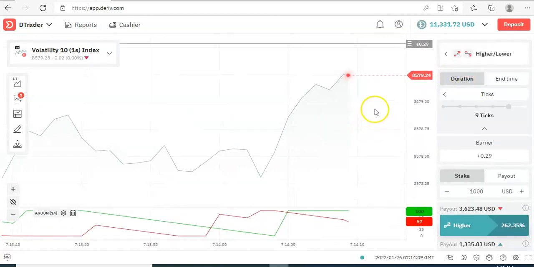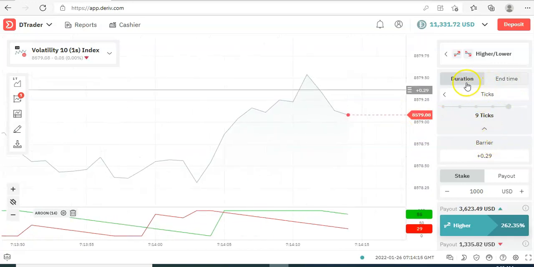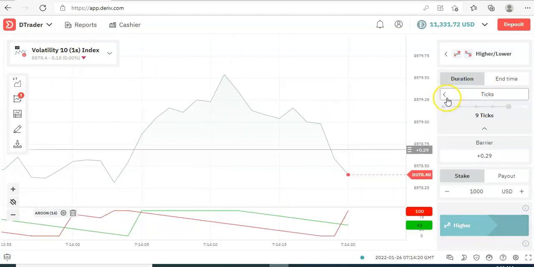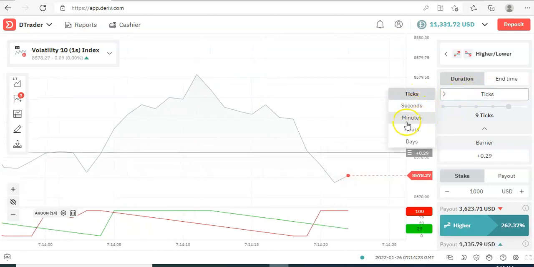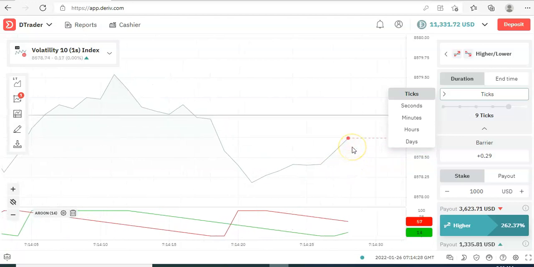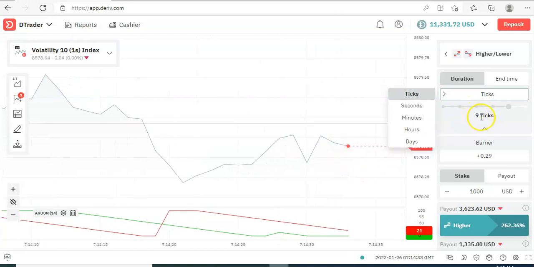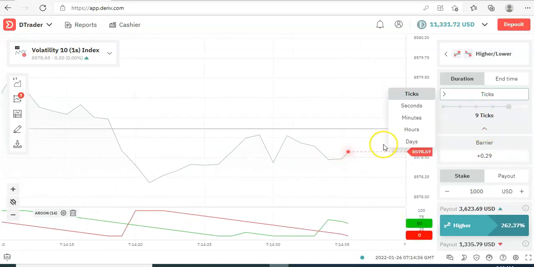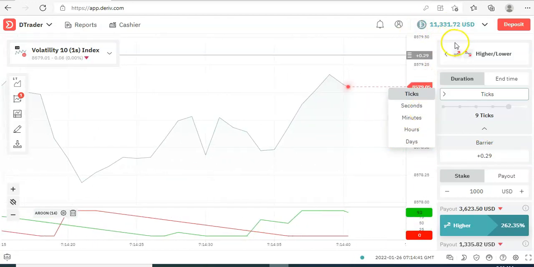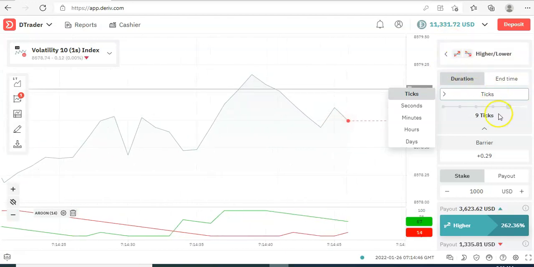Now the higher or lower, what it simply means is that number one, you have to select the time duration, or you can actually select the time end when you want your trade to end. And here you can select ticks, seconds, minutes, and I want to explain that ticks is just like, you see one movement there, that's the tick, and that's the tick there. So you're just saying in 9 ticks I want to be in profit or not. So again, emphasize caution. Like I said, do this in your demo account and practice a lot. I emphasize on that. So this video is just for you to navigate this platform.